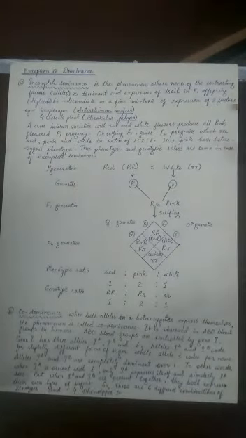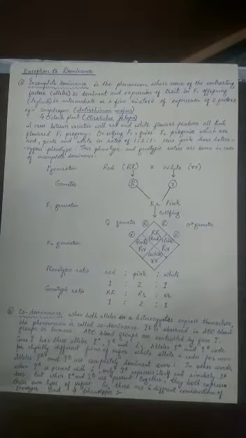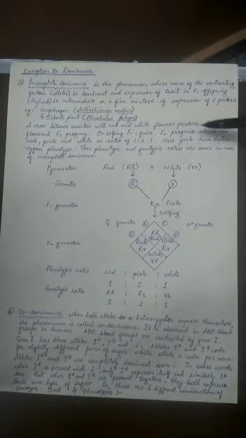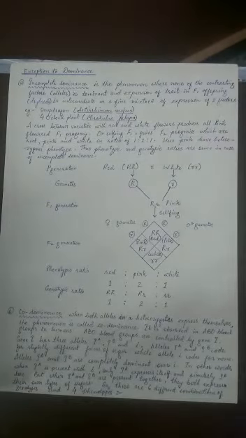NCERT gives you only one example, Snapdragon, Antirrhinum majus. If you need another example, it is the four o'clock plant, which comes from Peru. I've told you it's also called the miracle plant, also called Mirabilis jalapa. In this plant also you can see the same feature, that there will be incomplete dominance. A cross between varieties with red and white flowers produces all pink flowers, and on selfing the phenotypic ratio came out to be 1:2:1. Here pink has the heterozygous phenotype. The phenotypic and genotypic ratios are the same in the case of incomplete dominance.